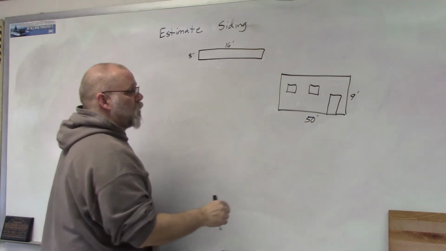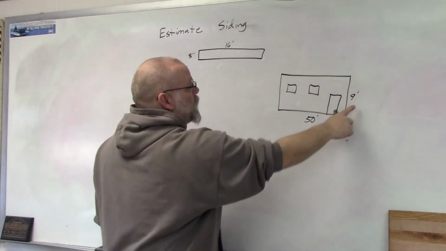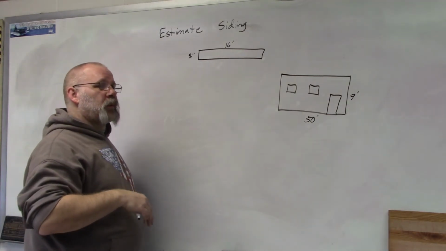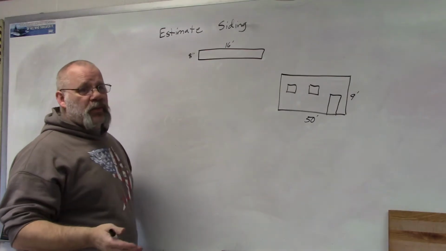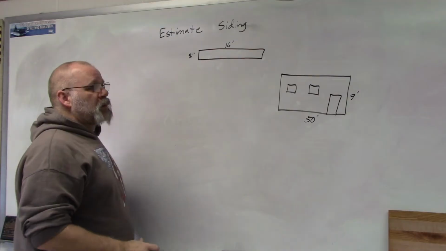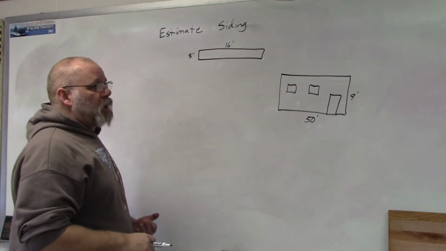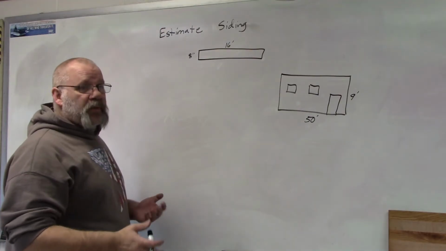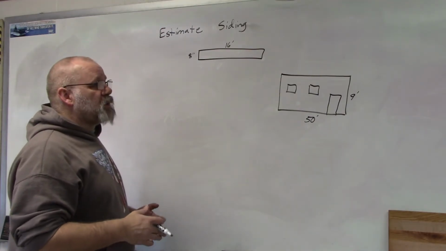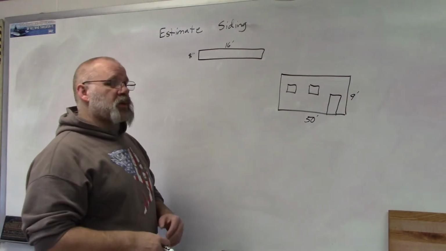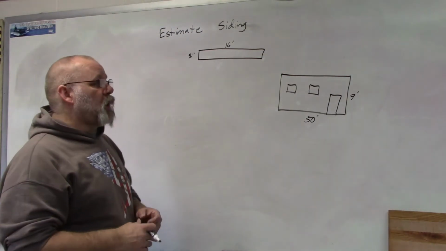Right. So our house is 50 feet long and it's 9 feet tall. Now, when you figure siding, you don't need to subtract out windows. So I've got 2 windows here and a door. You really don't need to subtract those off your total. It's just as easy to do the whole thing, and then those window openings and door openings are your waste, so you don't need to add any waste.